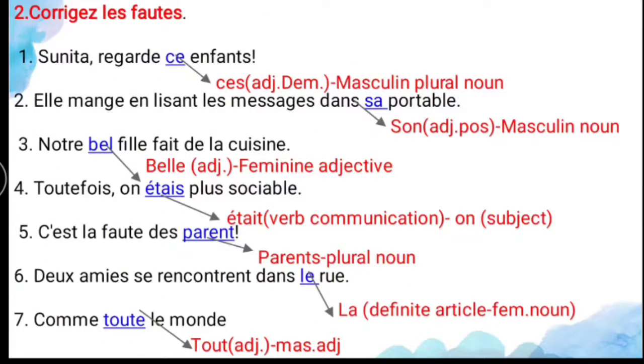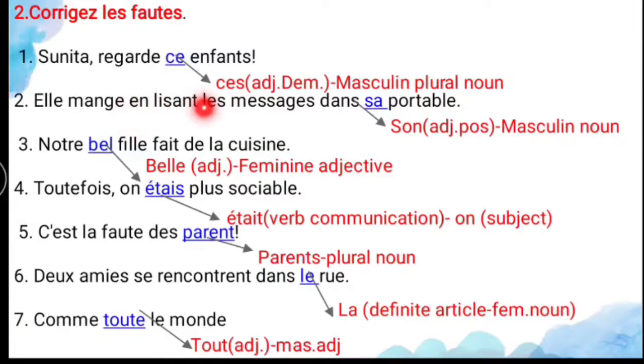So your question, that is répondre aux questions, it's over. And move to the second question. Second content, corriger les faux, that is correct the mistakes. So first one is Sunita regarde ses enfants. Here the mistake is what? Sir, that is demonstrative adjective. Here the noun is what? Enfants, it's a plural noun. For the plural noun you have to use ces. So Sunita regarde ces enfants, Sunita looks at these kids.